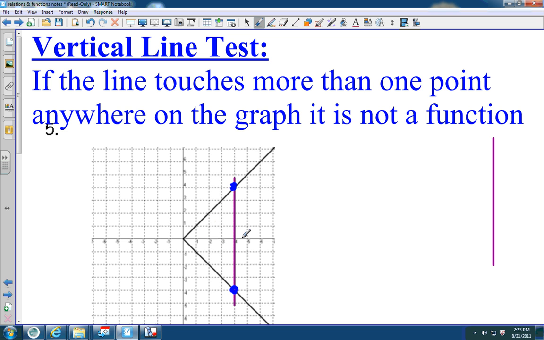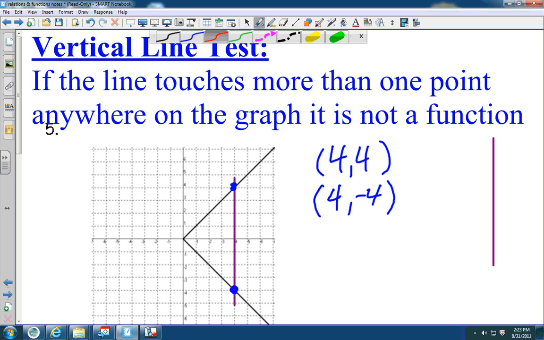Well, the reason why it's not a function, based on the rules that we just did a minute ago, look, this point right here is 1, 2, 3, 4, so 4 and positive 4. Okay, well, what about this? If I go down the line, it hits down here again, which is 4 and negative 4. Now look, if I highlight my x's, do my x's repeat? Yeah, they're both 4. So since it failed the vertical line test because of this, this is not a function.